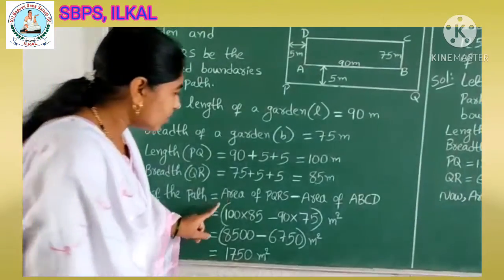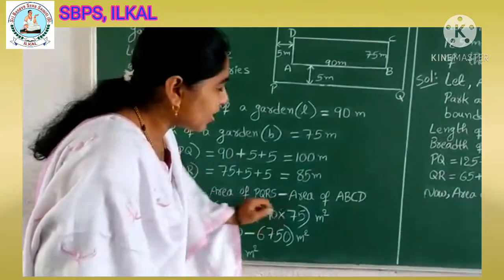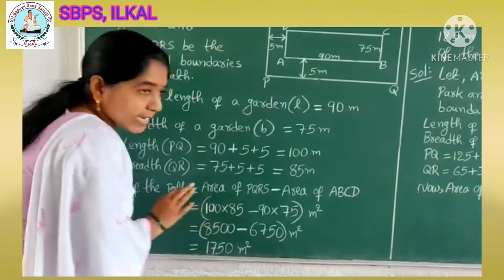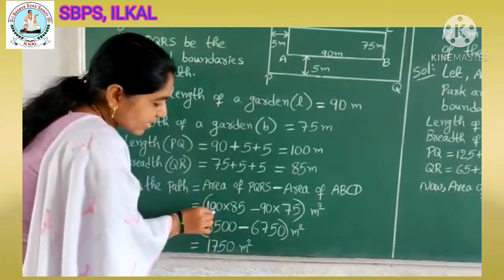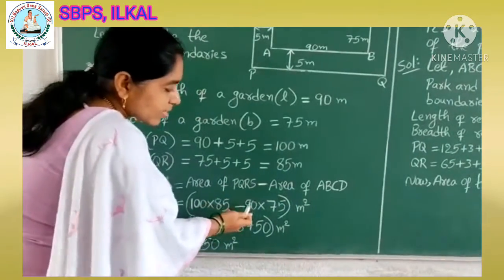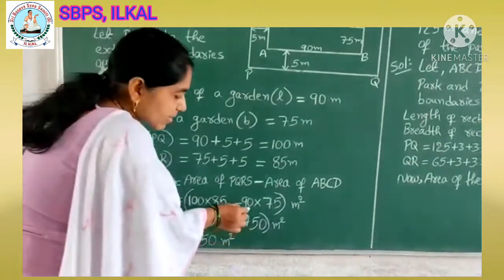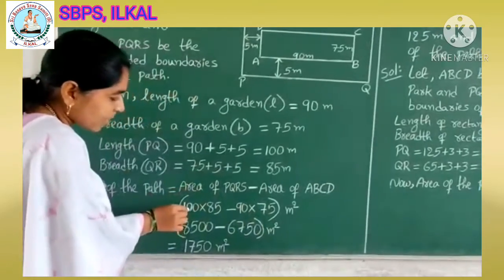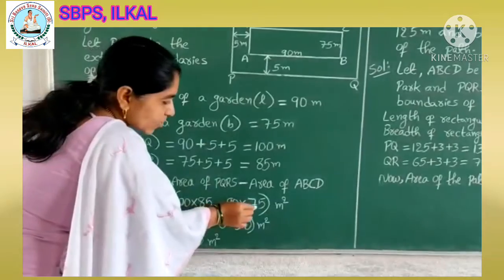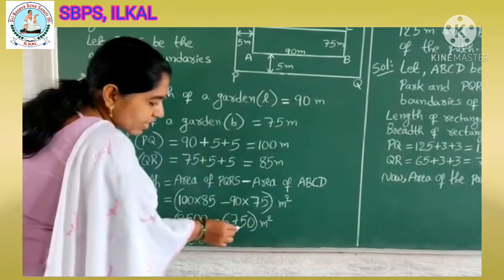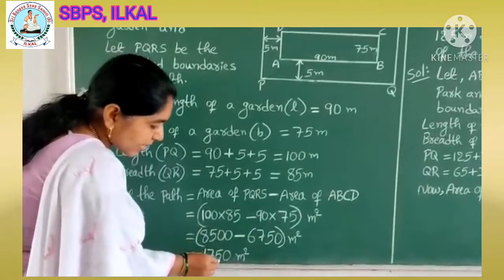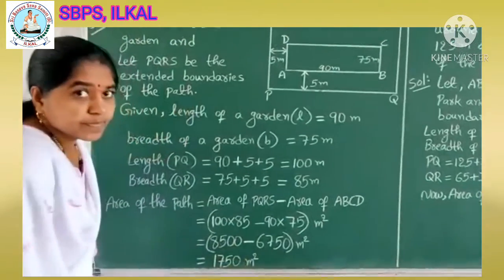Area of the path is equal to area of PQRS minus area of ABCD. Area of rectangle is length into breadth children, then 100 into 85 minus area of ABCD, here also area of rectangle, that is length into breadth, that is 90 into 75. 100 into 85 is 8500 minus 90 into 75 is 6750. If we subtract these two, we will get 1750 square meter.